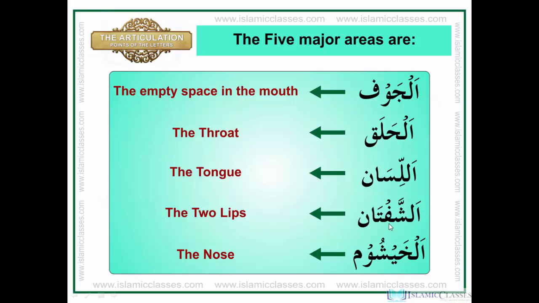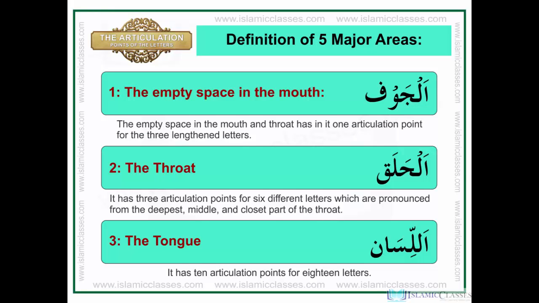The fourth one is ash-shaftan. This is also one of those five major areas. Ash-shaftan means the two lips. And the fifth one is al-khayshum, the nose. Let's move to the next page.